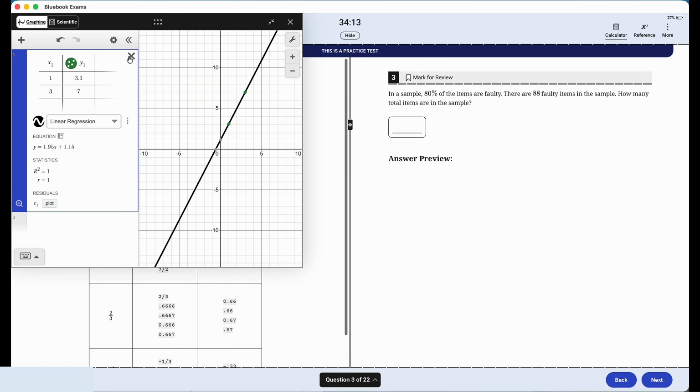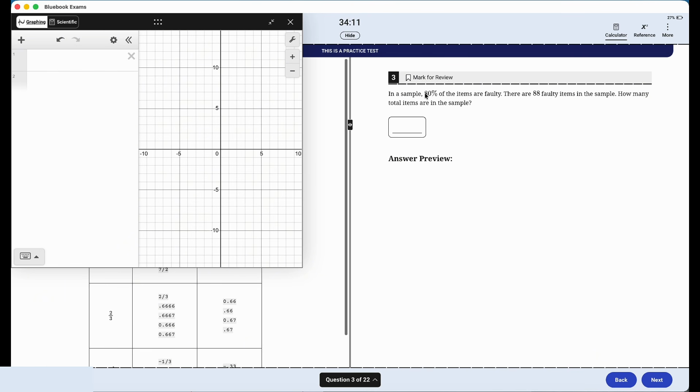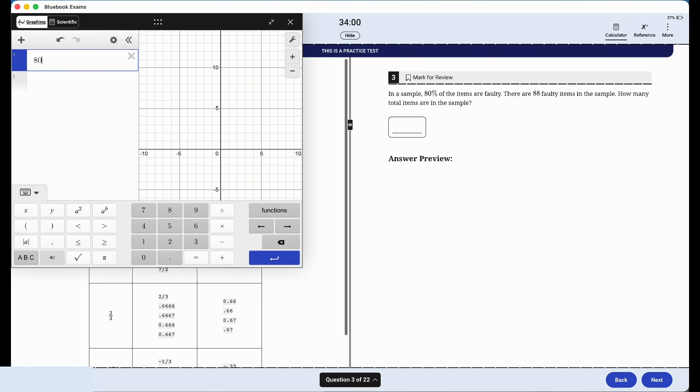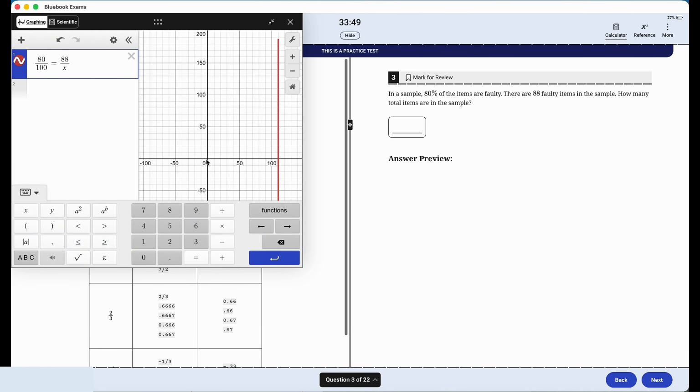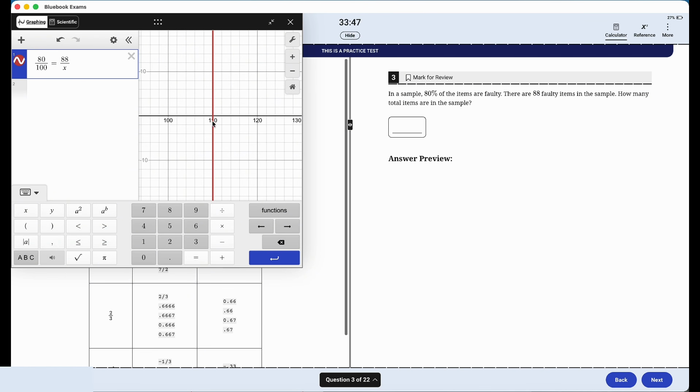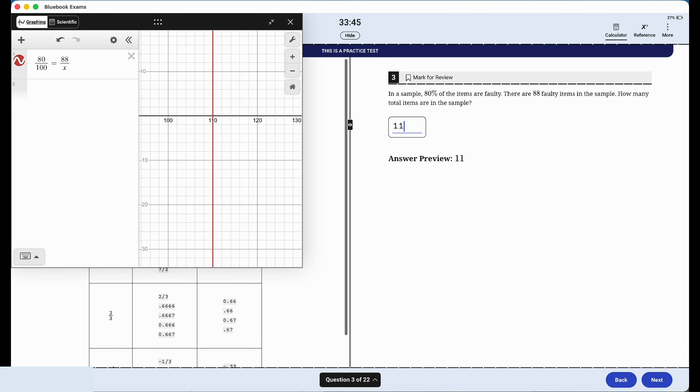Next one, another percent question, right? This one's a little different though. It's not percent increase or decrease, right? So it says in a sample, 80% of the items are faulty, right? There's 2 ways you could do this. You could make a proportion. You could say 80 over 100, right? And then we know how many are faulty actually. We want to figure out what's the total. So the bottom represents the total here. So you see, I can write this and then I can look at Desmos and see that this answer is 110, right? So that's probably one way to do it.